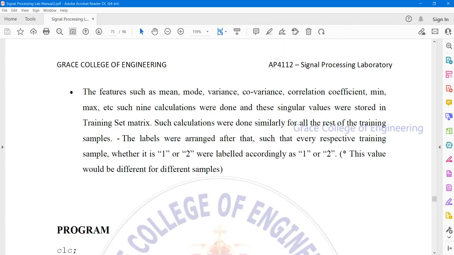Features such as mean, mode, variance, covariance, correlation coefficient, minimum, maximum, etc. Such 9 calculations were done, and these single values are stored in a training set matrix. Similar calculations were done for all the rest of the training samples. The labels were arranged such that every respective training sample, whether it is 1 or 2, is labeled accordingly as 1 or 2.